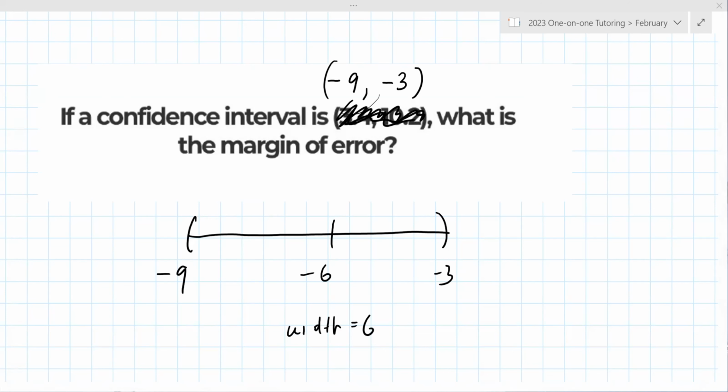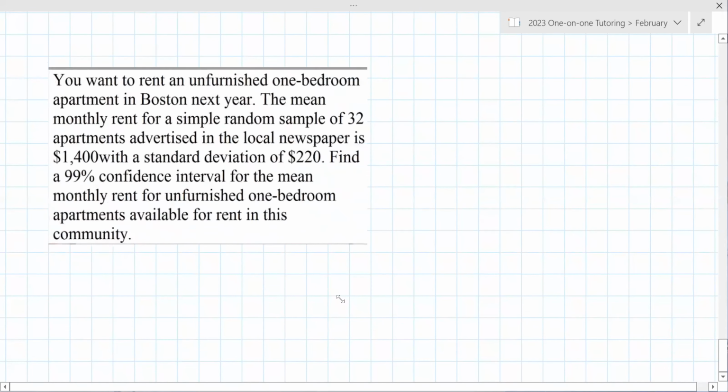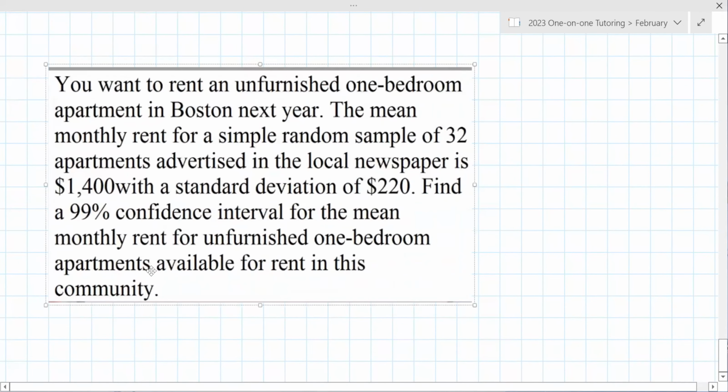Here we go. All right. I'm gonna again say, with these longer ones, it's probably good to go to the last sentence first. Just figure out what they're asking you to do. That way you know what you're looking for. It says find a 99% confidence interval for the mean monthly rent. So it's on the mean, which is good.